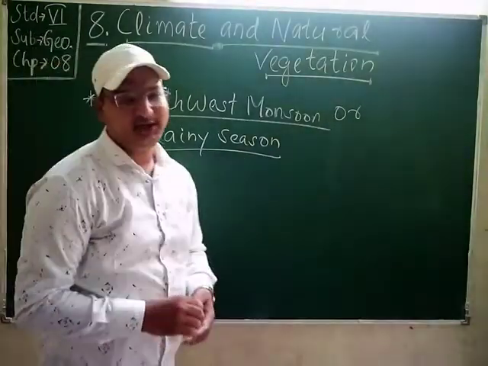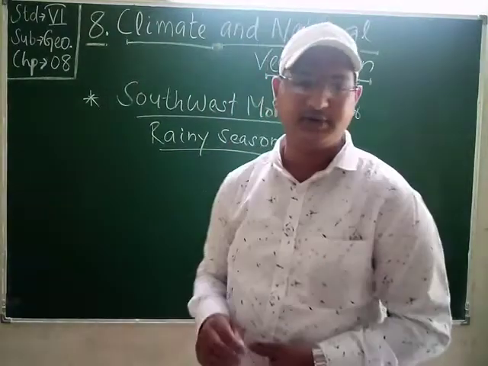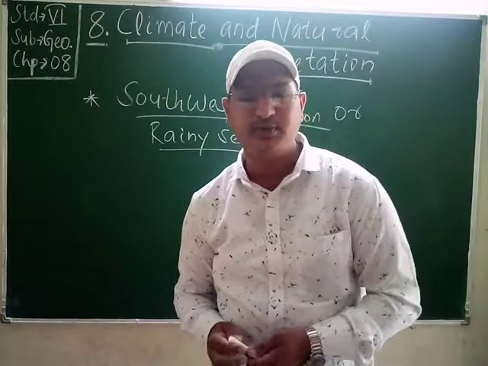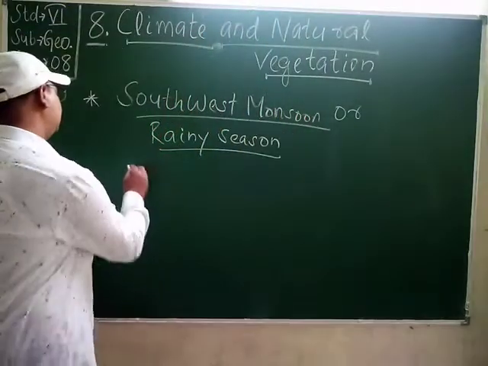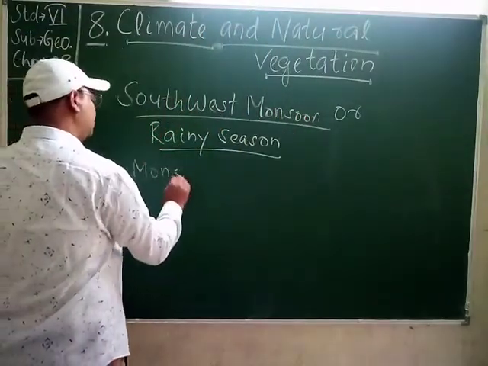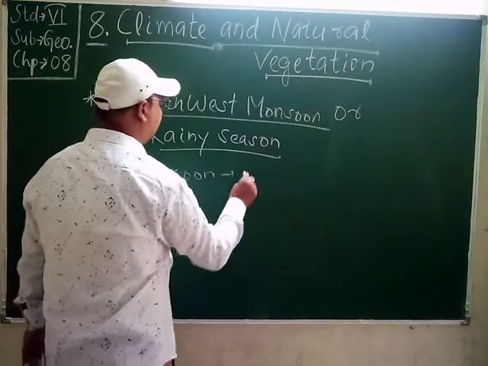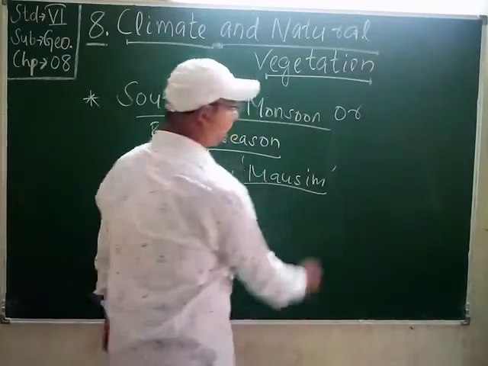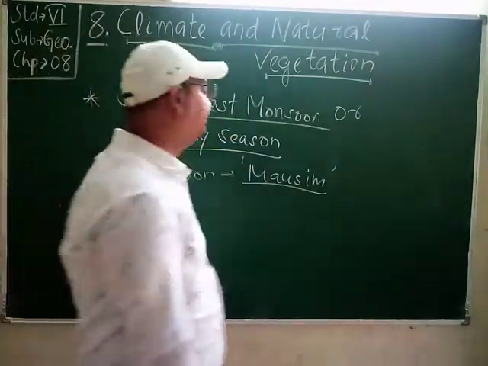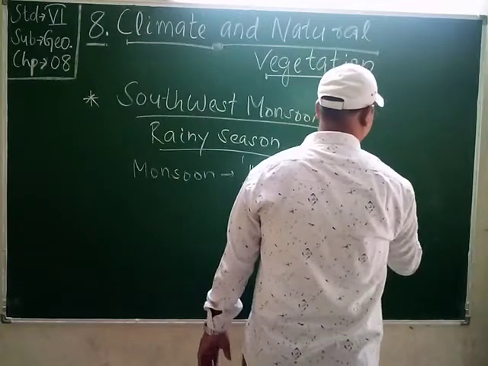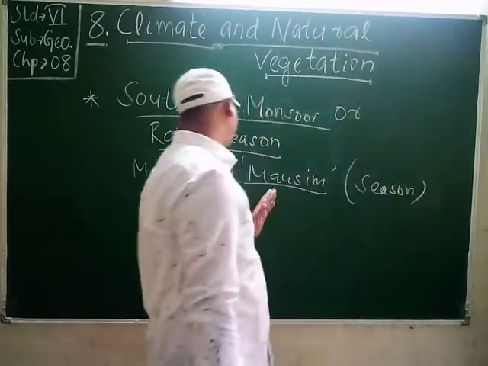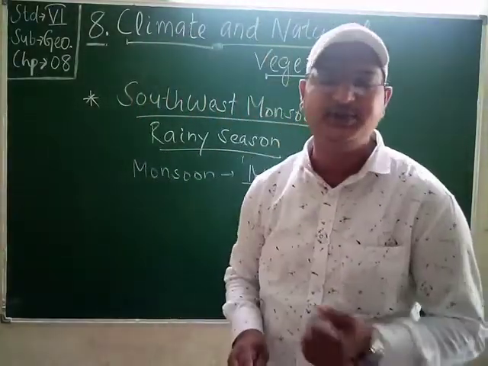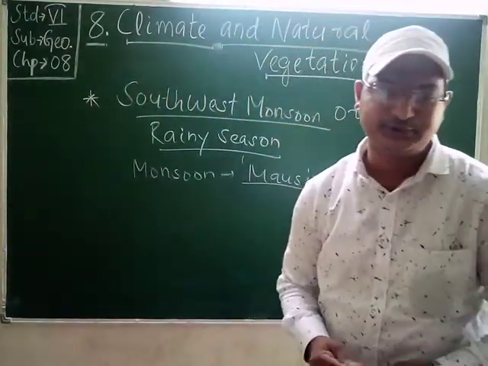Southwest monsoon or rainy season. Monsoon is the only common feature of the otherwise varied climate of India. The word monsoon comes from the Arabic word mousim. Friends, it means season. Students, the monsoon winds blow from the Arabian Sea and Bay of Bengal towards the land.